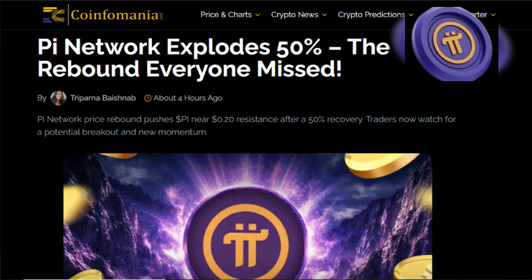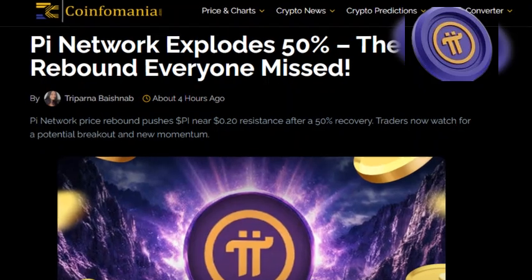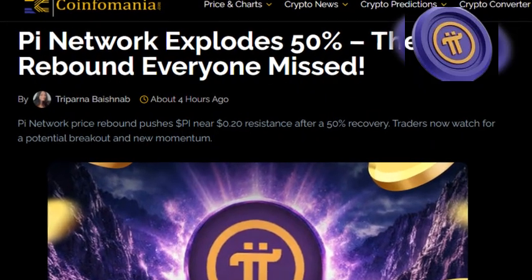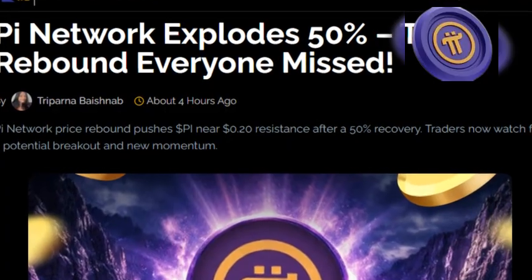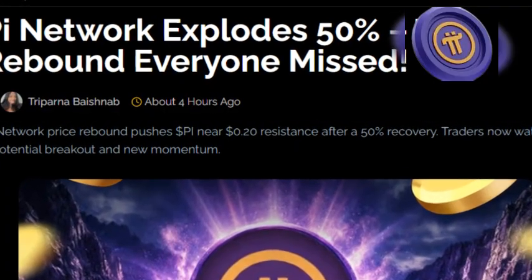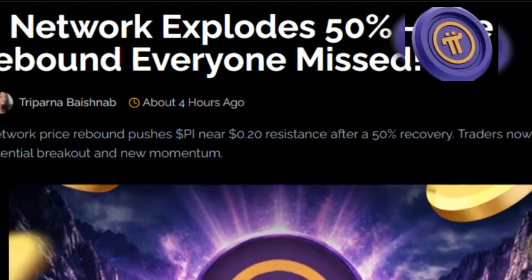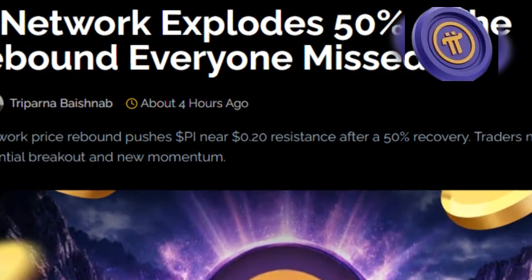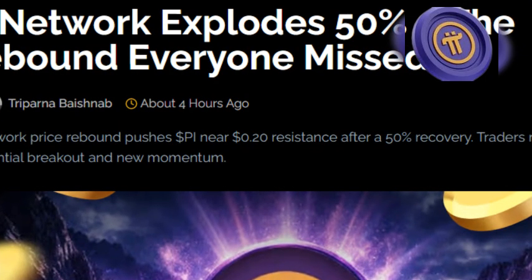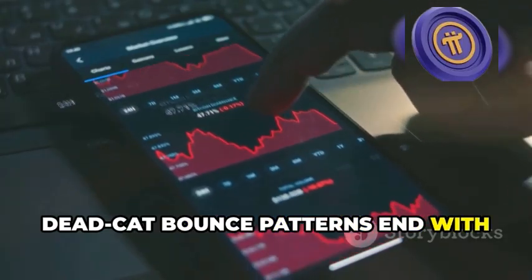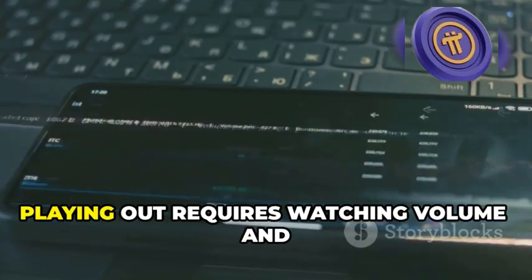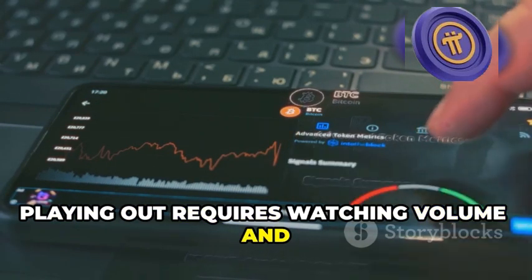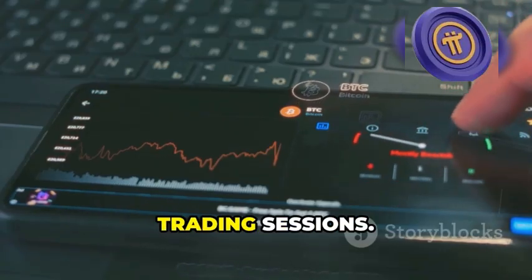Pi Network's 50% bounce from 12.8 cents to 19.8 cents looks impressive. The 20-cent resistance is the critical level, but the liquidity situation, 25 million daily volume, makes this move fragile and volatile. Real recovery requires volume expansion and a decisive break above 20 cents. Dead cat bounce patterns end with rejection and price collapse. Understanding which scenario is actually playing out requires watching volume and price action carefully over the next trading sessions.